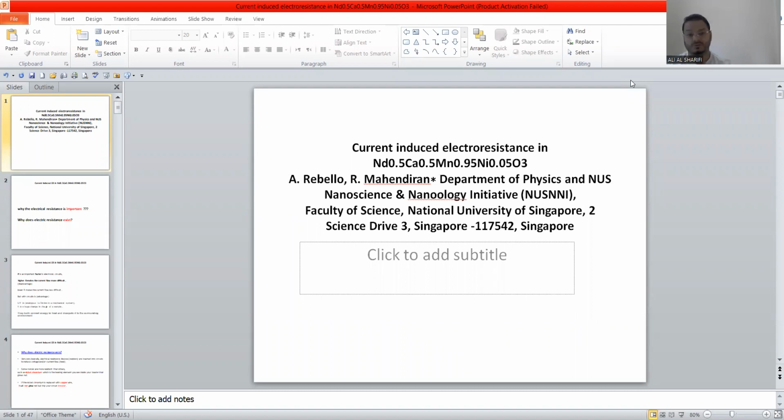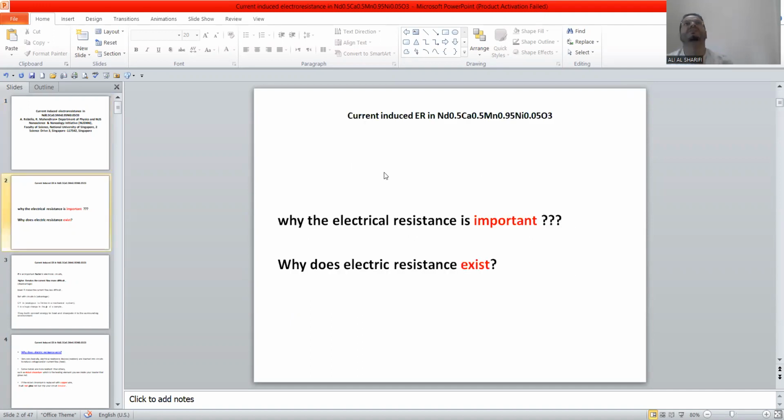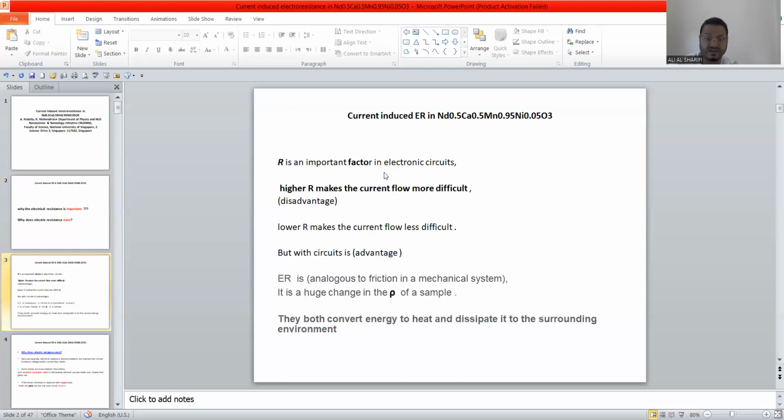Today we'll try to do a good summary of this article, current induced electric resistance in this component. The scientist was Rebello and another one. At first, let me do a simple review related to what resistance is, what the meaning of resistivity and electric resistance is, and what the relation between them is. Let's keep going and take a look at the next slide.